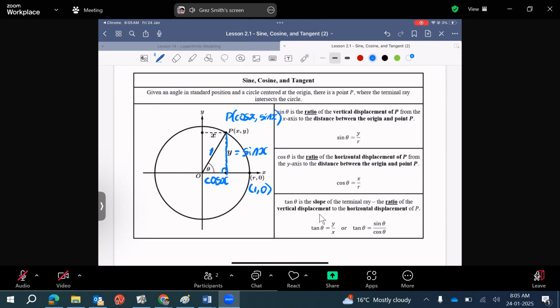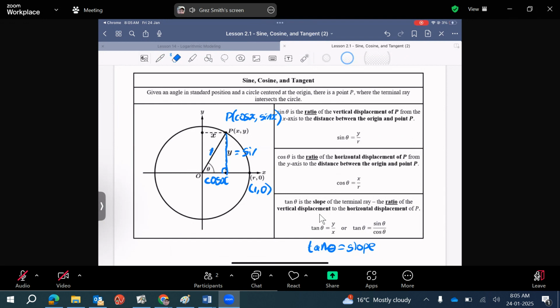Can we see the tangent in the diagram graphically? Well, you can. The tangent is y over x. Now, y is the change in y because it's changing from 0 up, and x is the change in x. So it's change in y over change in x. So another definition for the tangent is the slope of the terminal ray. So the tangent of theta is the slope of the terminal ray.